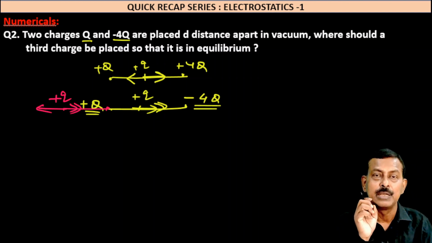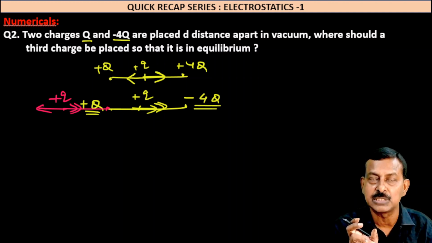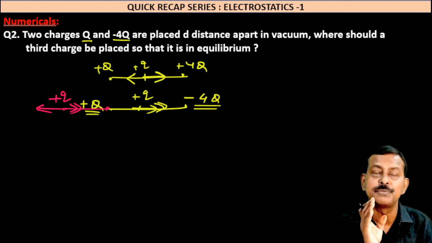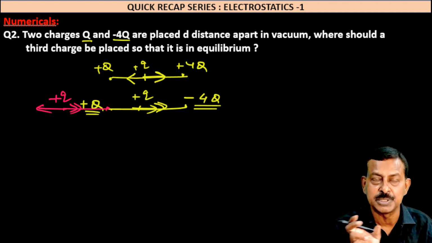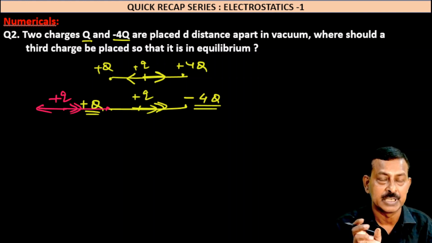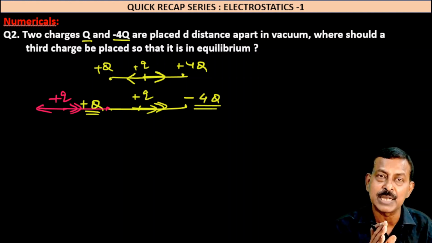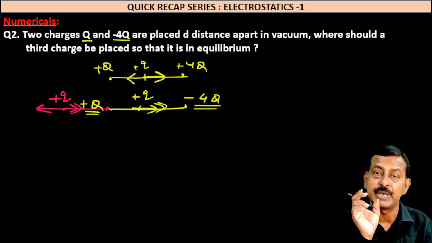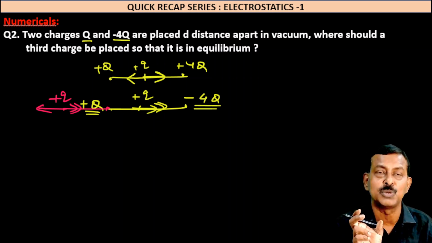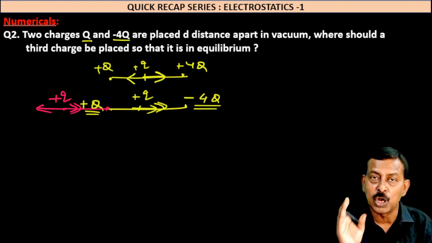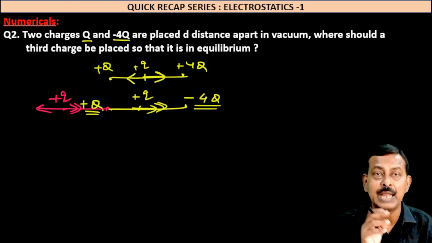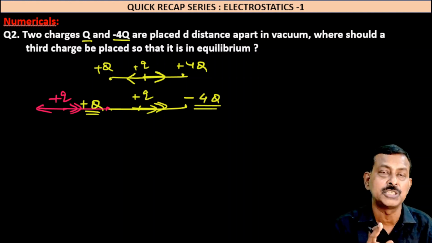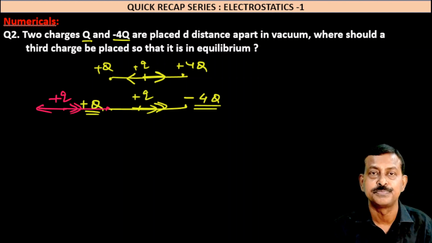So remember, whenever you take two charges of the same nature, the point of 0 force will always exist between the line joining the two. It will be closer to the charge of smaller magnitude. But if the two charges are of opposite nature, it will never lie between the line joining the two charges. It will always be outside, and it will be closer to the charge of smaller magnitude.